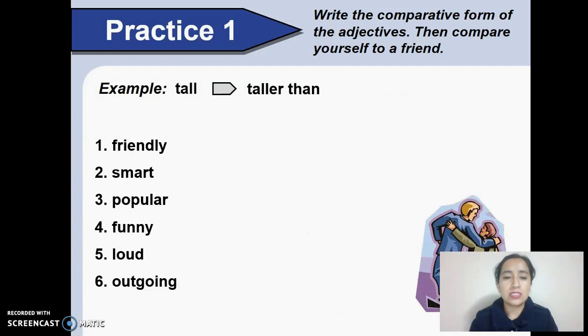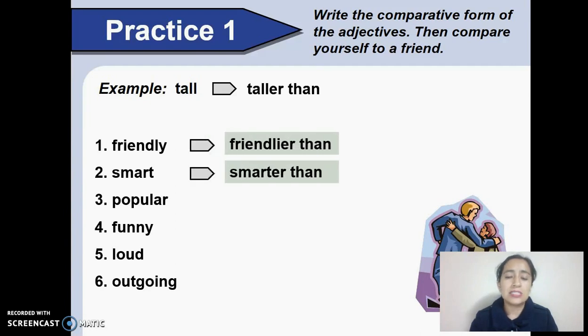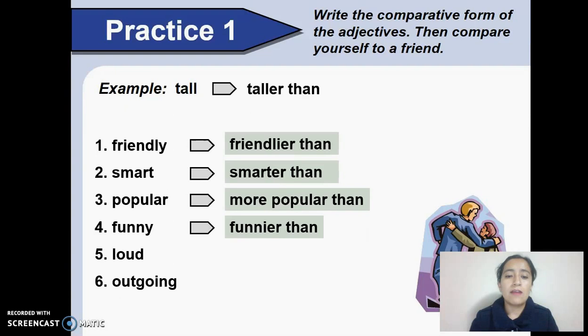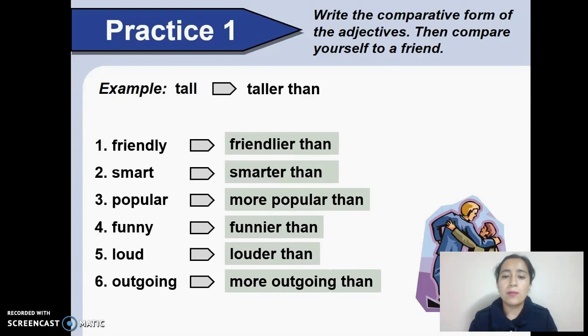You may use these adjectives: friendly, whose comparative form is friendlier than; smart, smarter than; popular, more popular than; funny, funnier than; loud, louder than; outgoing, more outgoing than. I hope you write great sentences with these comparative adjectives.